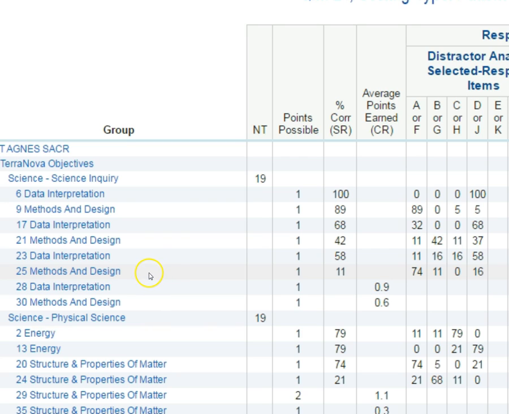Again, I look down, here's another question on methods and design, and only 11% of the students got it correct. So right away, this is telling me that this is an area that I need to go back in and look at. Methods and designs in 2 different subtests the students did not do well in. So I'm going to interpret that in a way that I need to go back and take a look at it. Down here, I came across some questions, data interpretation and methods and design.